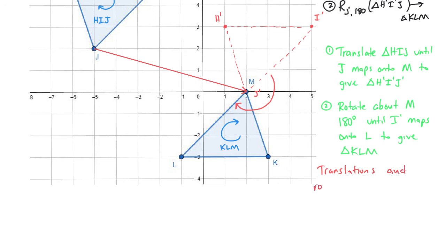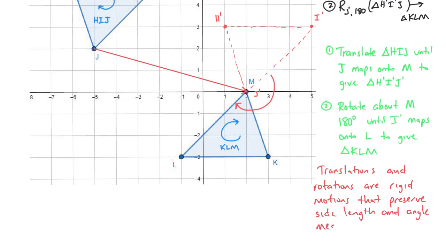Translations and rotations are rigid motions that preserve side length and angle measure, so triangle, this is what you were being asked to prove. Triangle HIJ is congruent to triangle KLM.